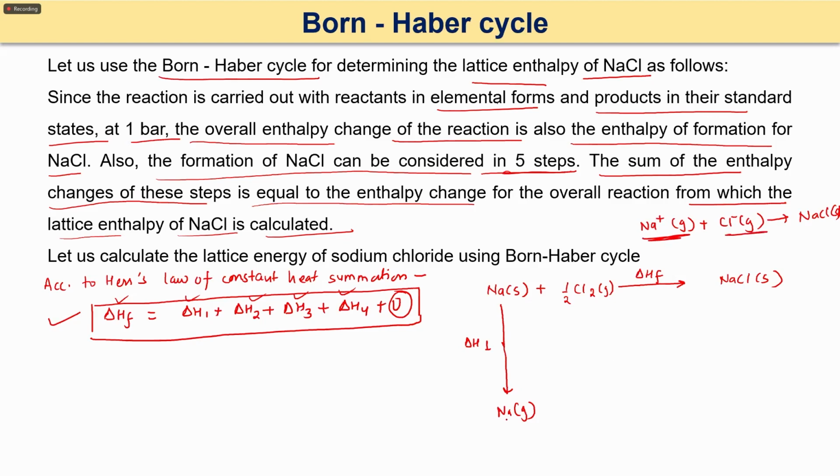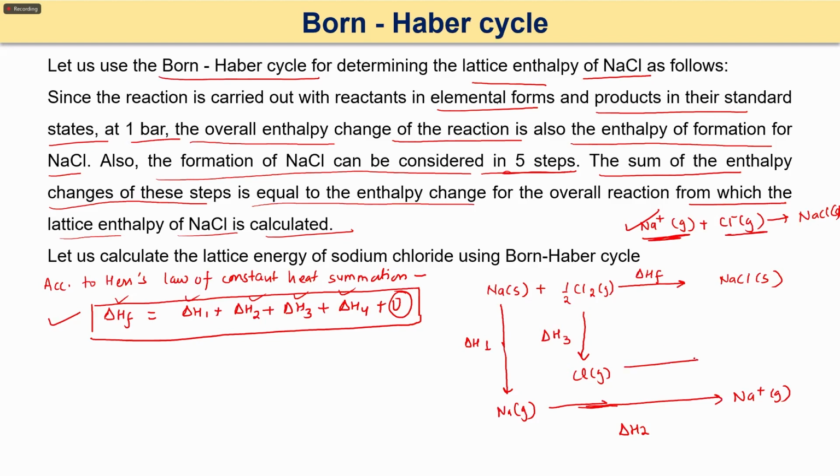Okay, so now we have sodium gas. Now we will ionize. This will ionize to form sodium ion, and let us say the enthalpy change in this reaction is delta H2. Now we have sodium plus ion in gaseous state. Let us now see what happens to this chlorine. So this Cl2 will first dissociate to form Cl. Okay, so let us say this is delta H3.